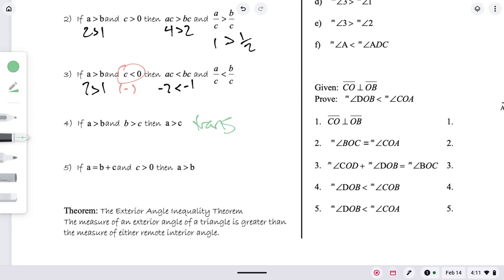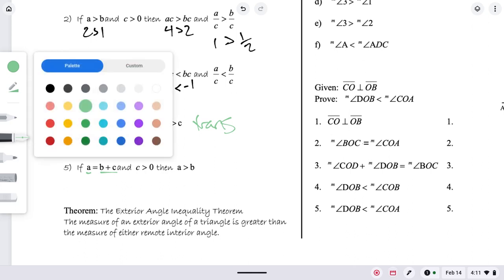And then 5: A is equal to B plus C. So if A equals B plus C and C is greater than 0, then A is bigger than B. A is also bigger than C. That's the total is always bigger than the two parts. It has to be.